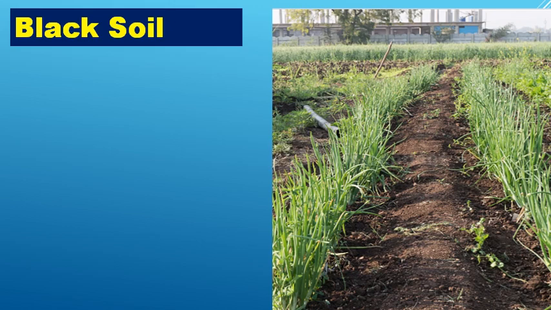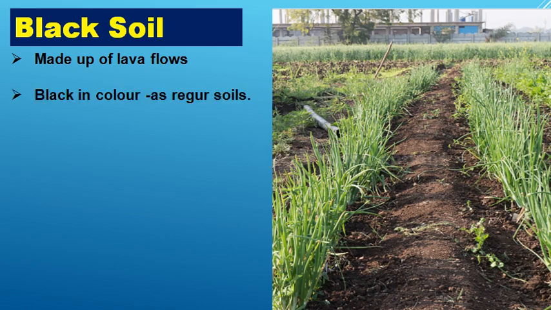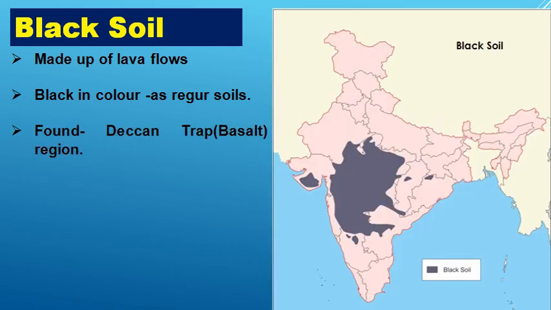Then comes the black soil. Now, black soil is formed from basalt rocks, or we say lava rocks. Whenever there is a volcanic eruption, at that time lava flows out and cools down. These rocks are called lava rocks or basalt rocks. They are black in color and they are also known as regur soil.